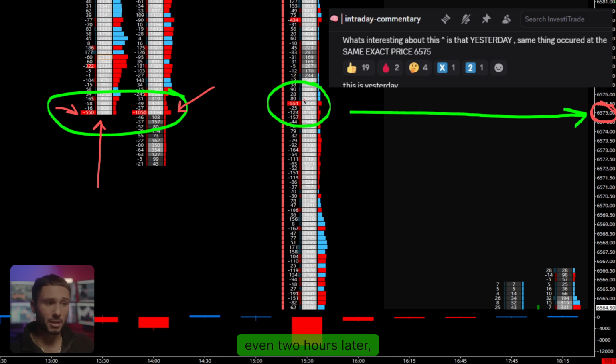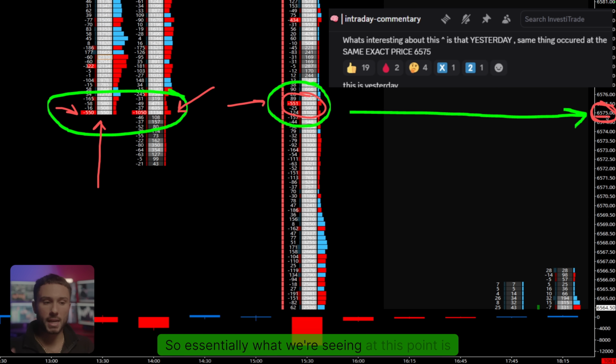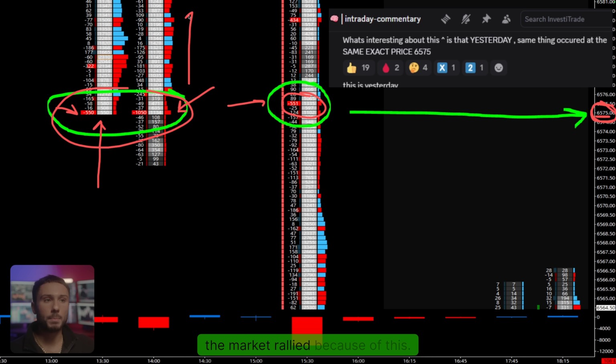Now, even 2 hours later, right before the close, minus 551 negative delta here. And again, this is all transacted at 65.75. So essentially what we're seeing at this point is the day prior, significant passive buying volume. And how I indicate this as passive buying is, especially on the first two attempts, the market rallied because of this.